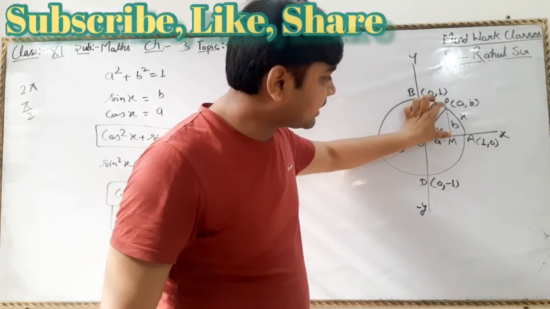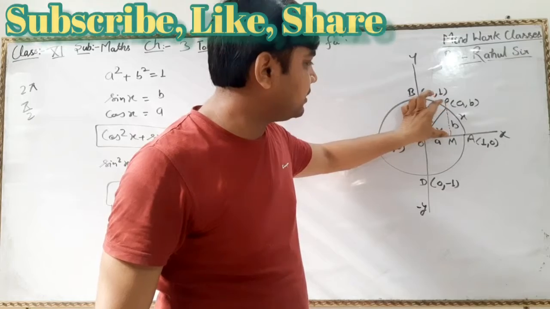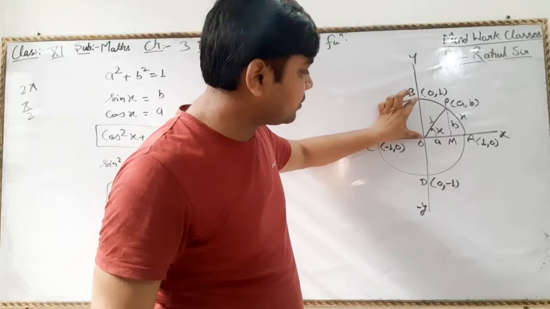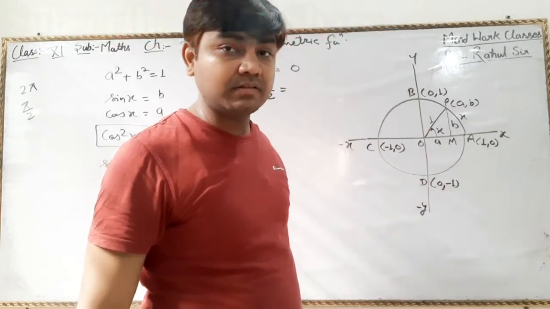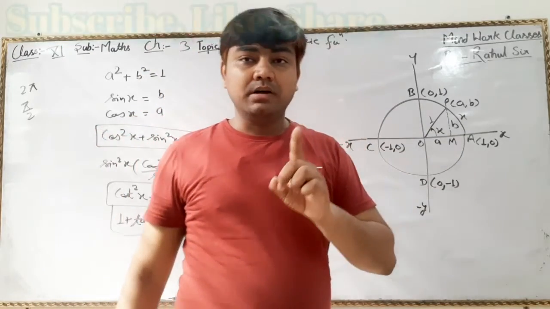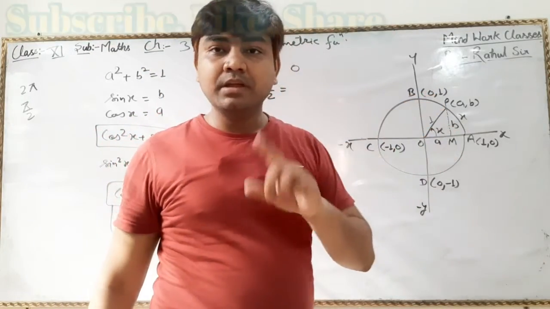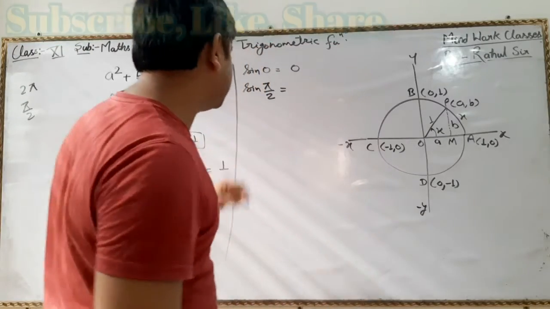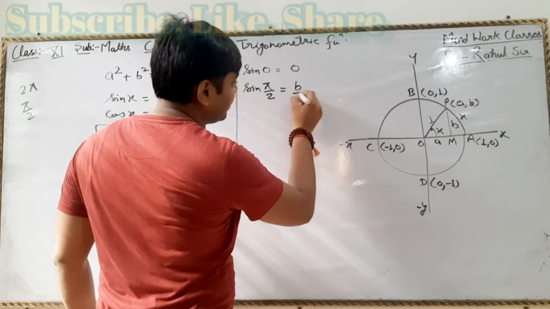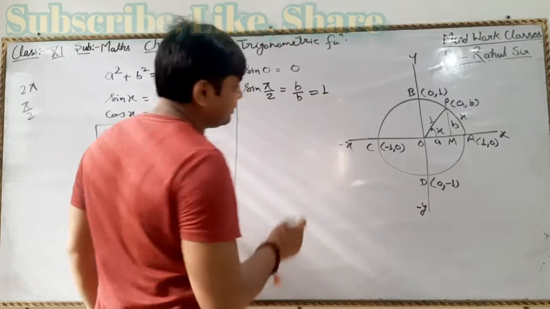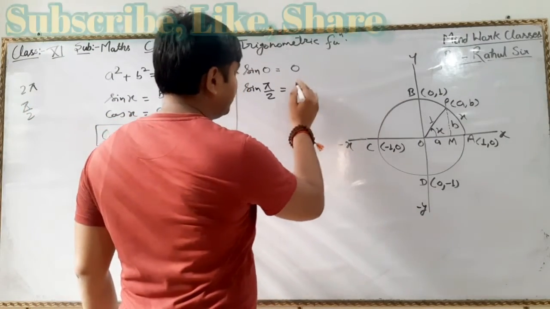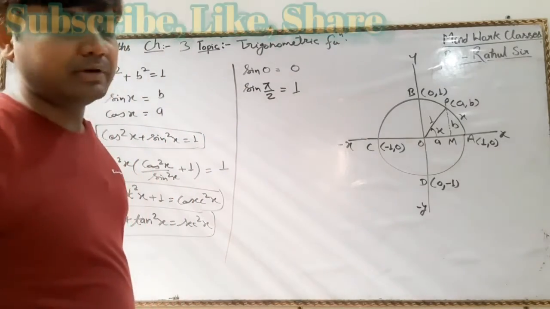Now at that condition, the value of B will continuously increase and it will be equal to OB, and OB is the radius of the circle. That means hypotenuse and this side B will be equal. Now in this scenario, sin pi by 2 will be equal to B upon P, that means 1. Okay, so sin pi by 2 will be equal to 1.